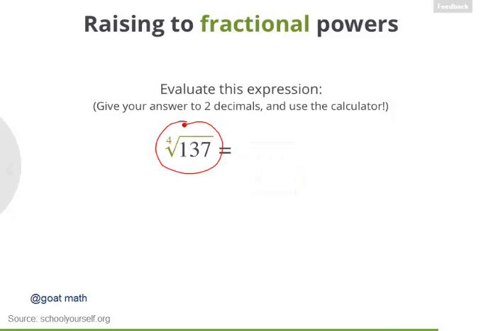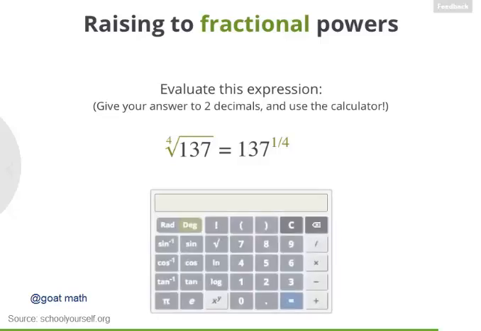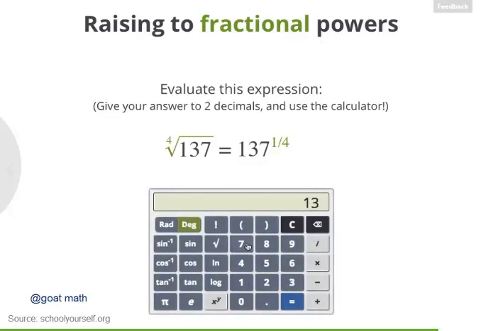Brilliant! The 4th root of 137 is the same thing as 137 raised to the 1/4 power. So on the calculator, you can type in 137 and then raise it to the 1/4 power. You could also have raised it to 0.25 and gotten the same answer. So this equals about 3.42. So this is the fourth root of 137. Who needs a button for fourth roots when you can raise to a fraction or decimal power, right?